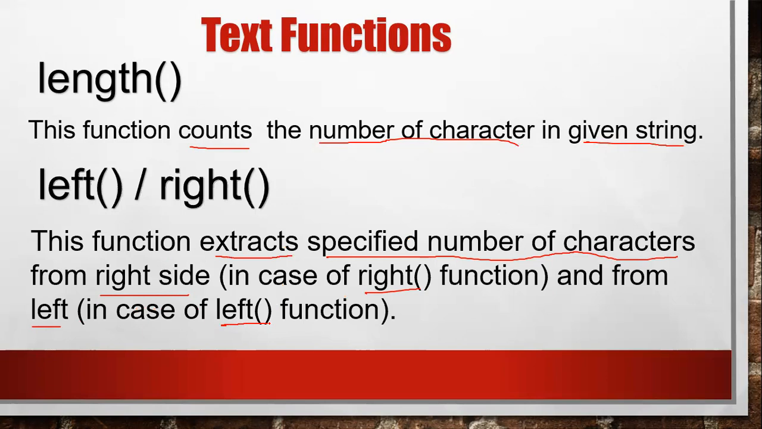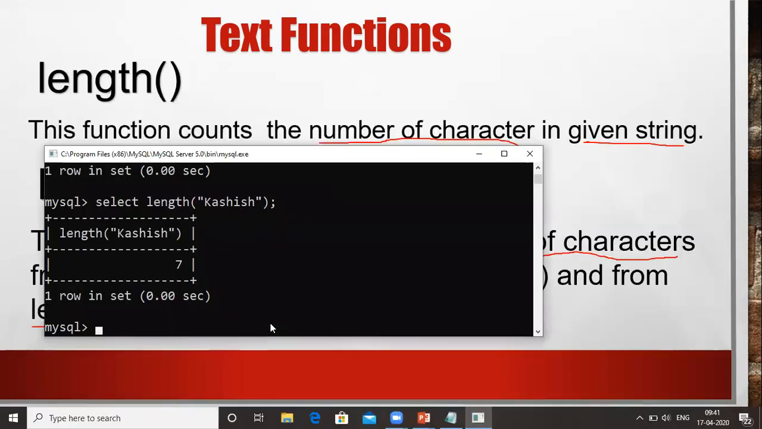Suppose I write select left Kashish comma, and we write 5. What it will do is extract the first 5 characters from the left side of the data. When we extract the first 5 characters, 1, 2, 3, 4, 5, we will get the answer Kashi.